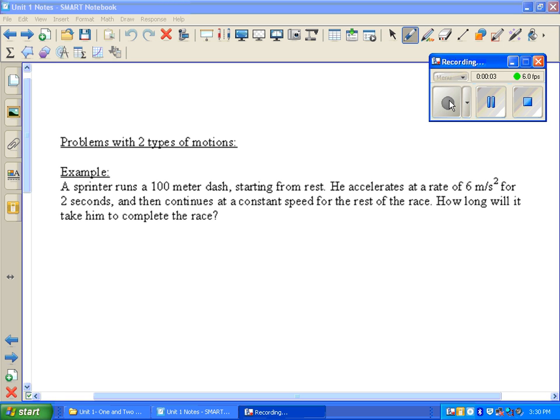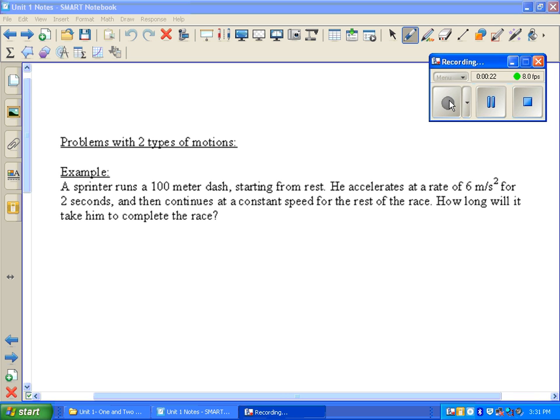Finish off our study of motion with problems when there is more than one type of motion in the same problem. So in this example, a sprinter is going to run a 100-meter dash starting from rest. He accelerates at a rate of 6 meters per second squared for 2 seconds, and then he does something different. He continues at a constant speed through the rest of the race.